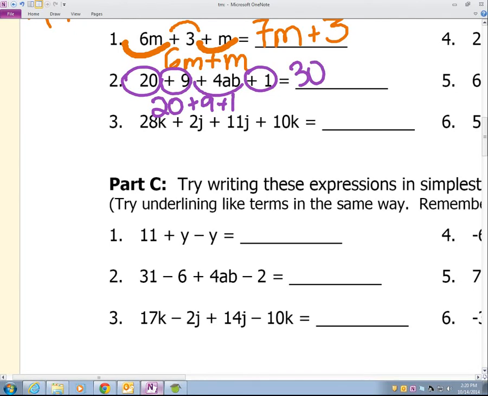But I still have to make sure that everything is accounted for. I still have to take care of that plus 4ab. And if I didn't know if I was supposed to have it plus 4ab or minus 4ab, what did I have also underlined there? The plus. Because it's a positive 4ab.